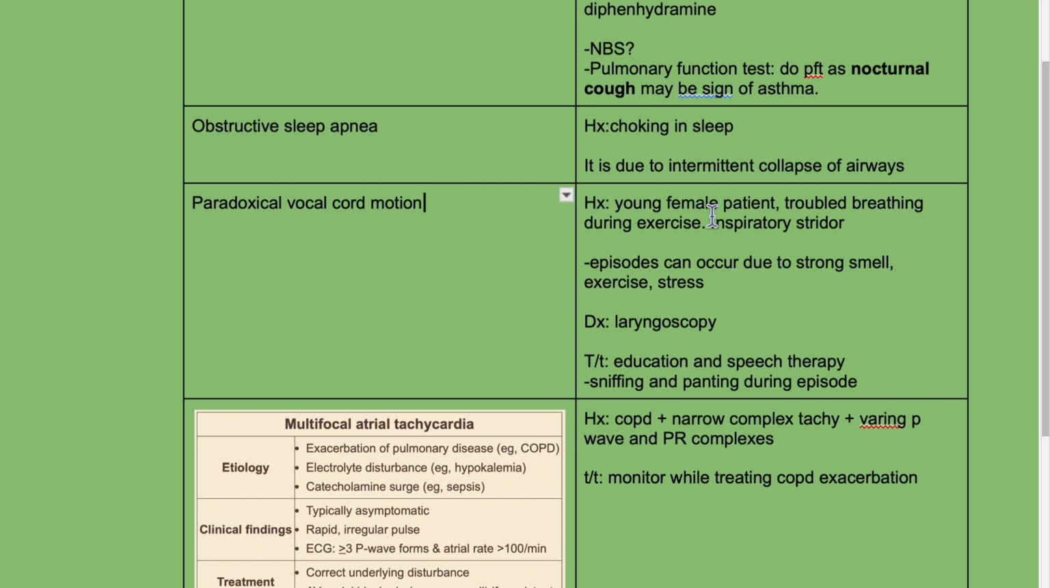Here you have a history of someone having trouble breathing during exercise. It can also occur due to strong smells or stress. So diagnosis here is going to be laryngoscopy. Treatment is education and speech therapy. Sniffing and panting during an episode may occur as well.